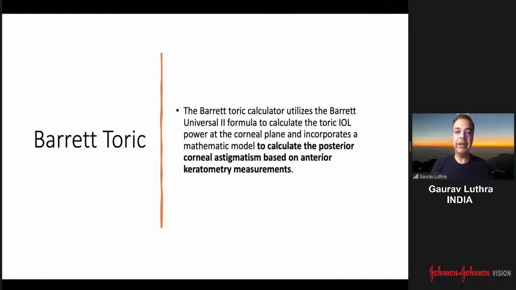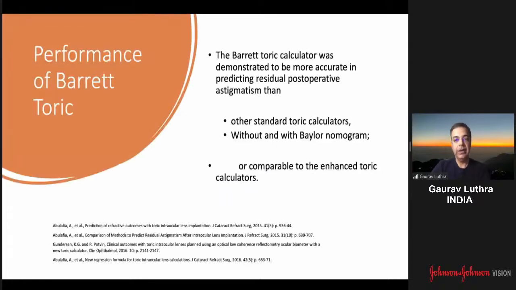Now, the Barrett's toric calculator, I think it was something which really revolutionized our toric implantations, and today I think almost all company formulas have started using some form of derivation from the Barrett's toric calculator for their own calculators, integrating the nomogram for the posterior corneal astigmatism, which is not really measured, but it's derived from the anterior keratometry. It uses basically a nomogram to predict the posterior corneal measurements and uses that for the calculations, and it has shown excellent results. And today I have used the Abulafia-Koch calculator, which also comes on the Lenstar, and I've seen that the Barrett's toric and the Abulafia-Koch, they both compare pretty well.